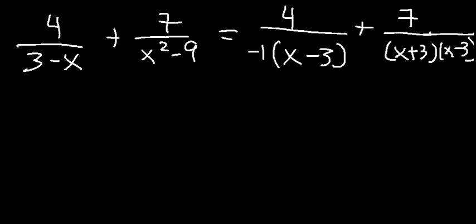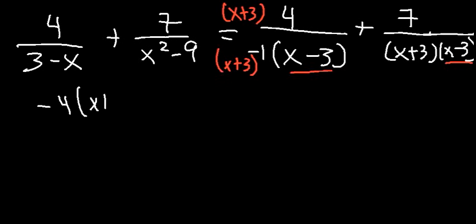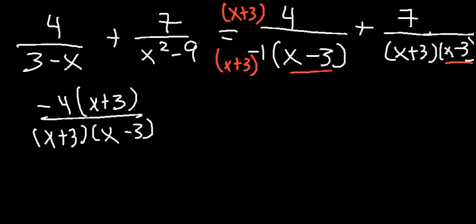So now, these two are already identical. All we're missing here is the x plus 3 for the fraction on the left. So we're going to multiply it by x plus 3. And I'm going to promote the negative 1 to the top. So 4 divided by negative 1 is negative 4. And then times x plus 3. On the bottom we have x plus 3 and x minus 3. And we don't really have to modify the second fraction because it already has the common denominator.